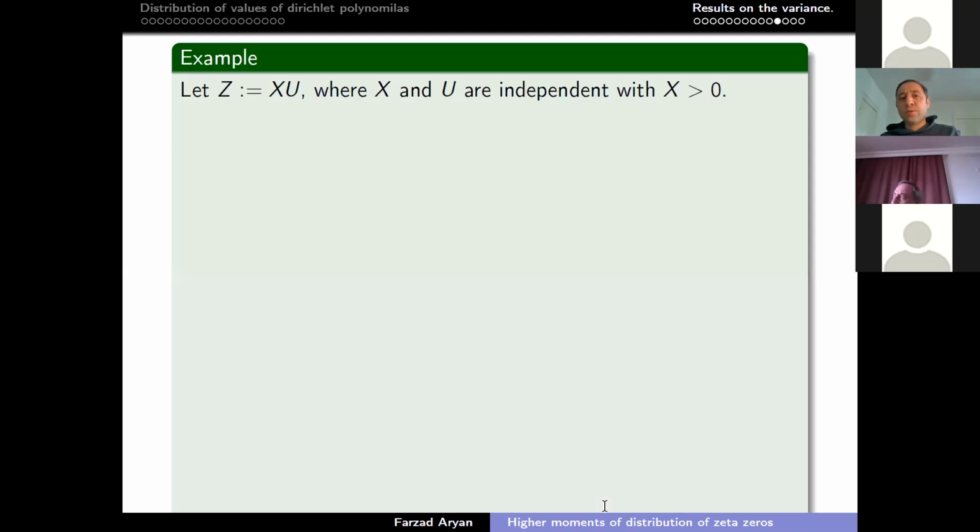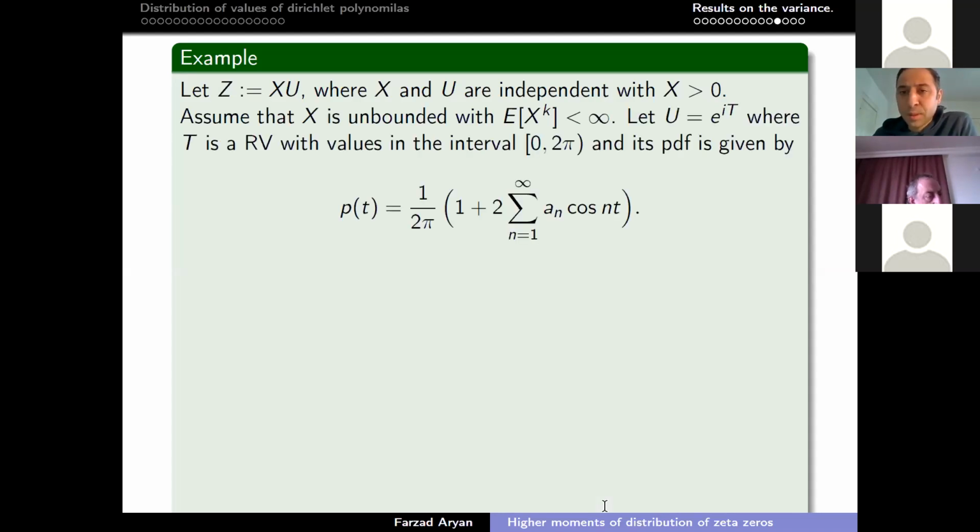So let me give you an example of that. Let z be x times u. X and u are independent random variables. X is positive almost surely. Assume that x is unbounded, but assume the moments are bounded.